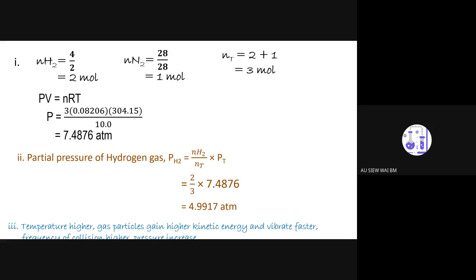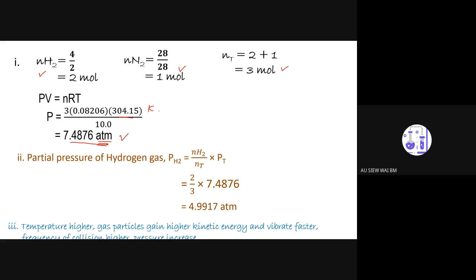So this is the answer. First, get the number of mole for the hydrogen gas. Get the number of mole of the nitrogen gas. After that, get the n total. After that, write the formula PV equal to nRT and substitute. So you get the final answer, this one is the P total. Remember, final answer must have the unit. The unit must be correct. The temperature is in Kelvin.